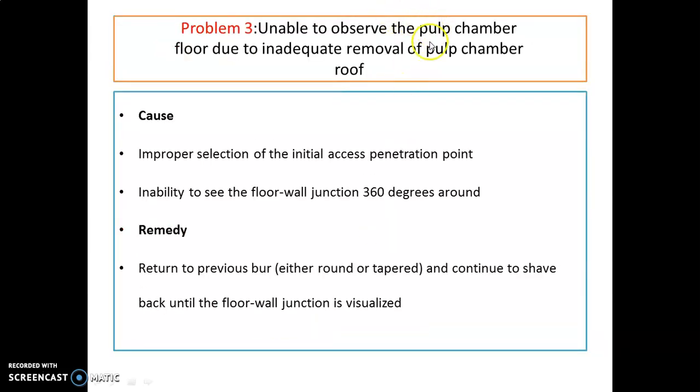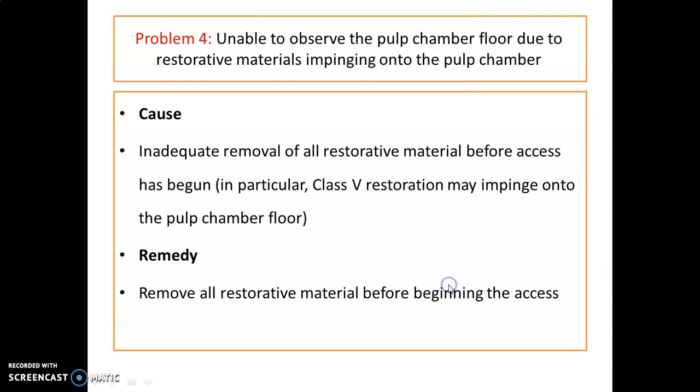Problem 3: unable to observe the pulp chamber floor due to inadequate removal of the pulp chamber roof. The cause is improper selection of the initial access penetration point, and inability to see the floor wall junction 360 degrees around. What is the remedy? Return to the previous bur, either round or tapered, and continue to shave back until the floor wall junction is visualized.